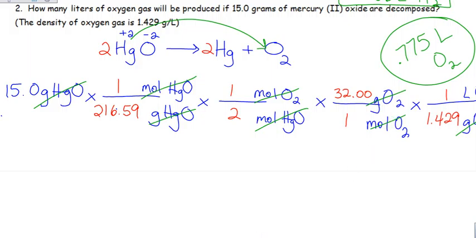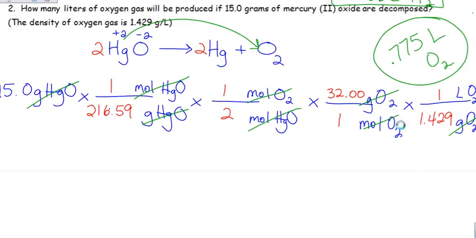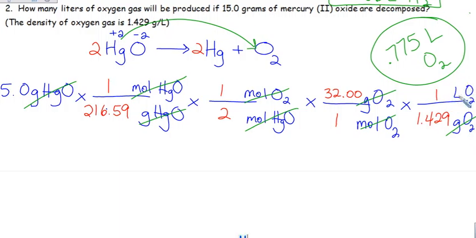And then finally, they give me a density. Density is grams per liter. So I can cancel grams and put the volume on top. And so I get it, like people flip this all the time. They feel like the 1.429 should somehow go on the top, but we're canceling grams. It's 1.429 grams for every 1 liter. We want liters, so that goes on the top. We multiply by any numbers on the top, divide by anything on the bottom. The original 15.0 was 3 sig figs, so I left it as 3.775 liters.